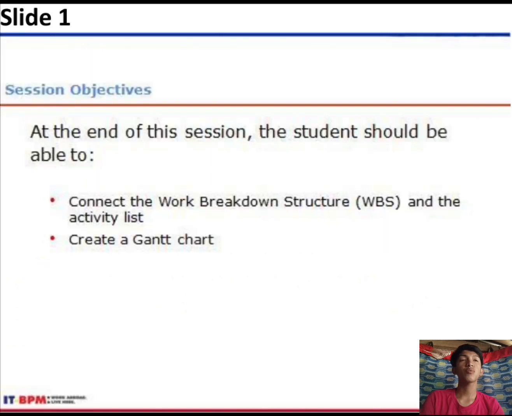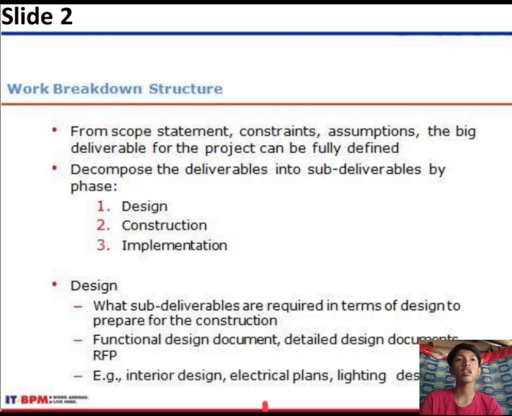So for this session's objectives, at the end of this session, the student should be able to first connect the work breakdown structure and the activity list, and the second one is create a Gantt chart. So these are the key learning participants are able to take away from the session.